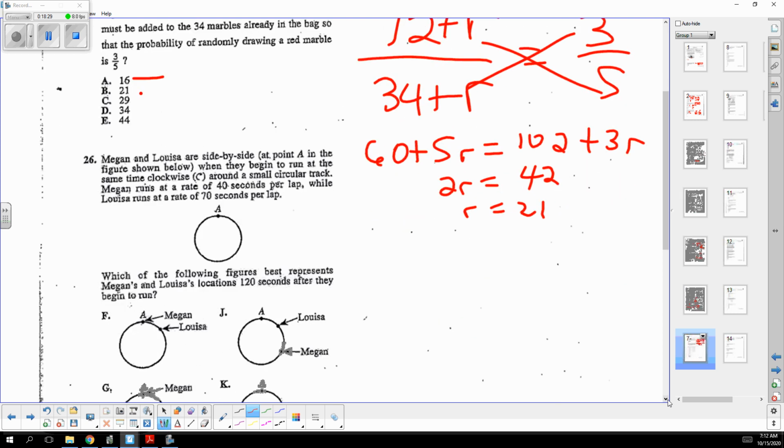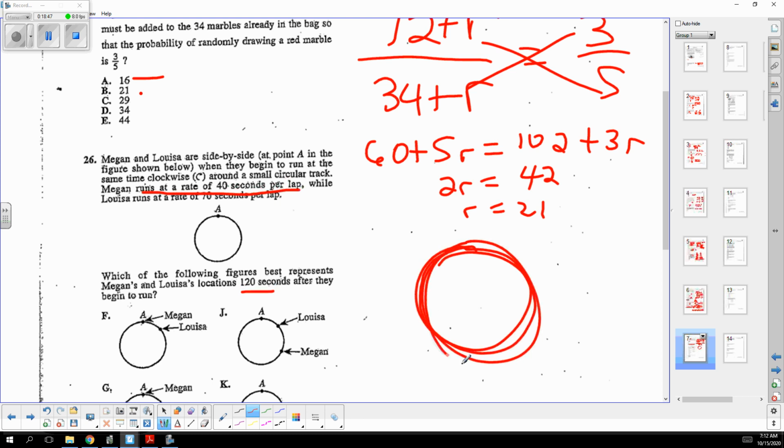Counting running laps. This is the way I saw this. So Megan, the faster one, runs at a rate of 40 seconds per lap. So after 120 seconds, so we go 40, 80, 120, Megan is back at the start of the circle. The other one, though, is not. She runs a lap every 70 seconds.